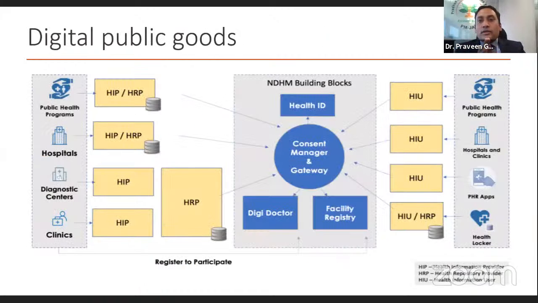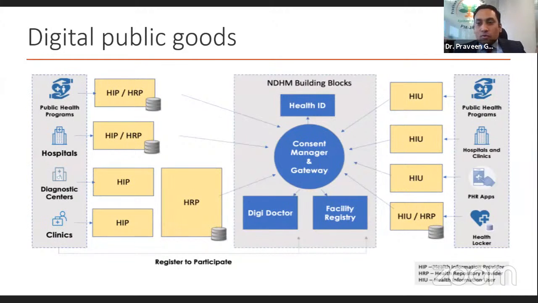To explain in short, at the center we have three registries: Health ID, DigiDoctor, and Facility Registry. Then there is an electronic system called Consent Manager and Gateway. In this electronic system, HIU is a health information user, and HIP is a health information provider. So who provides information? A doctor, hospital, or laboratory. And who is using it? Another doctor, another hospital, another laboratory, or the patient himself or any other.